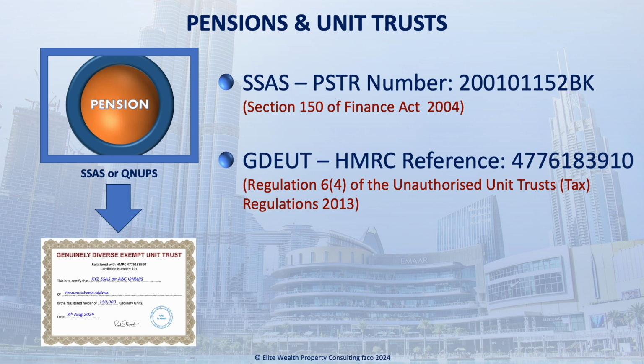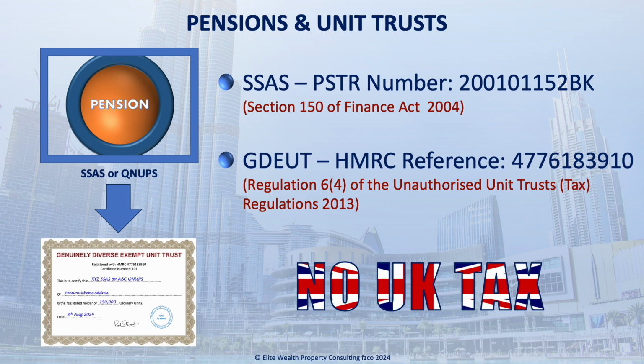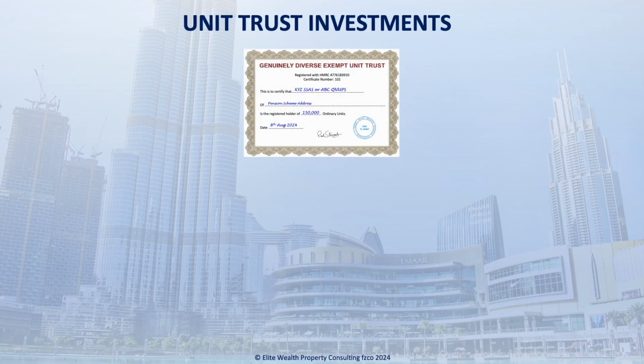So, if you have a pension, whether that's a SAS or a QNUPS, investing in a genuinely diverse exempt unit trust, there'll be no UK tax to pay on any of the investments held. So it's not tax avoidance, not tax evasion. It's not something which is going to be looked at by the revenue and overturned by the revenue, because no tax is actually being avoided. Both of these things are allowed legitimately to operate without any tax. So let's have a look.